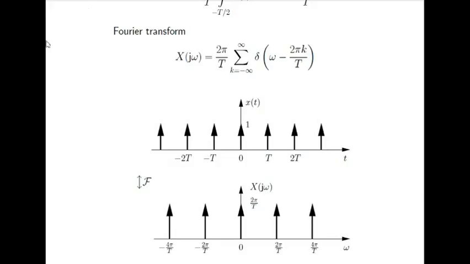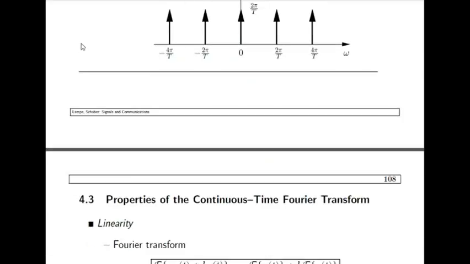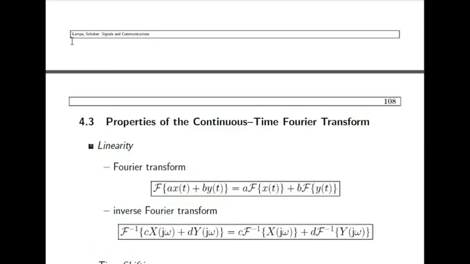Now let's see the properties of continuous time Fourier transform. The first property is the linearity property. I have a signal a x(t) plus b y(t), and its Fourier transform will be a times the Fourier transform of x(t) plus b times the Fourier transform of y(t), which is a X(j omega) plus b Y(j omega). This is similar for the inverse Fourier transform.